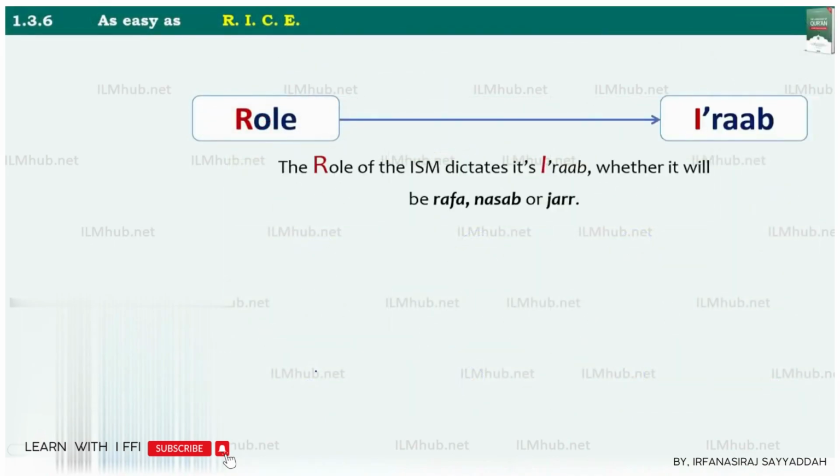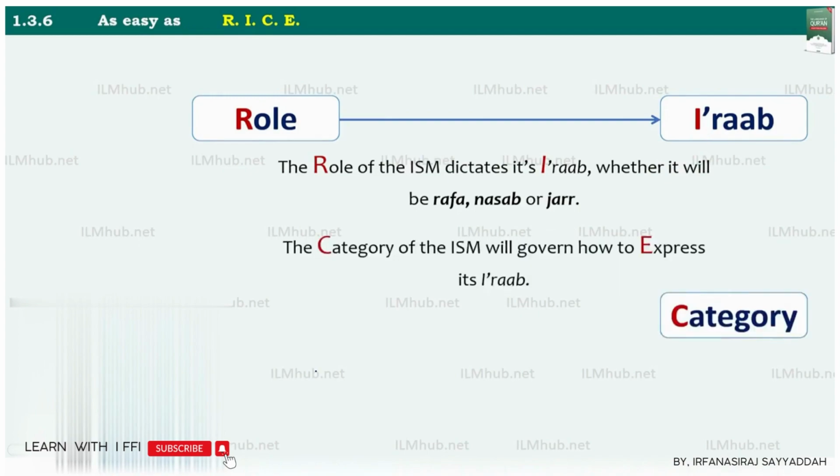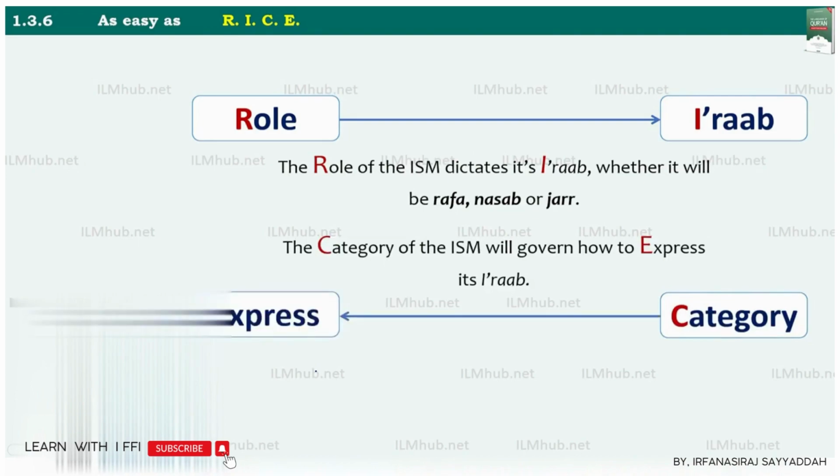So in summary: role, i'rab. What do we mean by that? The role of the ism dictates its i'rab, whether it will be rafa, nasab, or jar. It is the category of the ism that will tell us how it will express the i'rab. So category and expression: the category of the ism will govern how to express its i'rab.